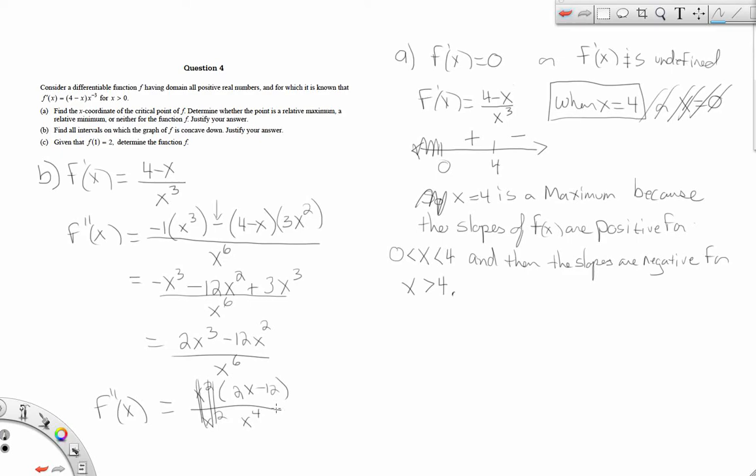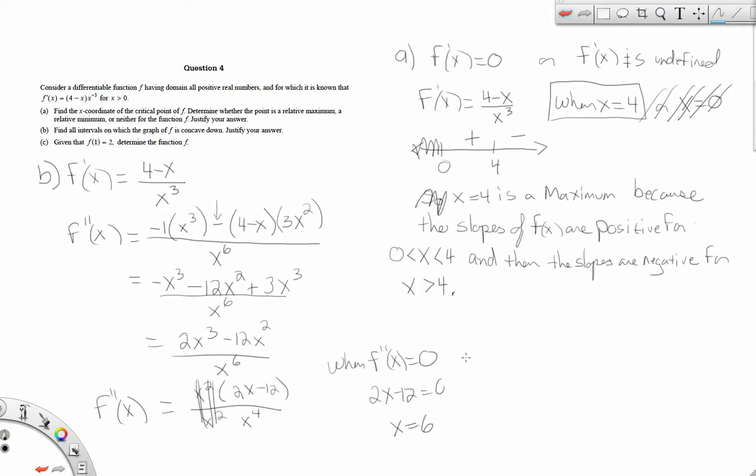So I take a look at this. Again, we're only looking for x greater than 0. And 0 would be a point that we'd need to check for a point of inflection, but 0 is not part of the region they want me to look in. So that means the only place where I have an inflection point is when the second derivative of x equals 0, add 12, divided by 2, x equals 6.